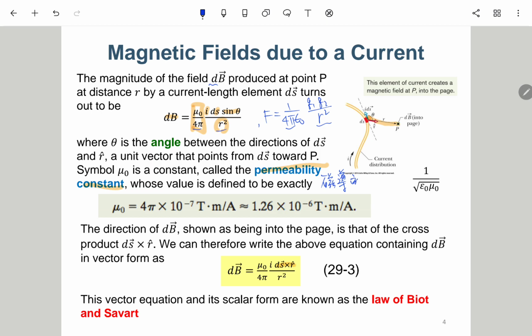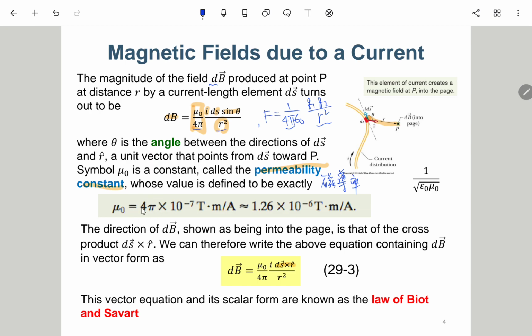Okay. So this one is called permittivity, and then this one is called permeability, mu naught. Okay, so this value is actually 4 pi times 10 to negative 7. Okay, Tesla meter per ampere.